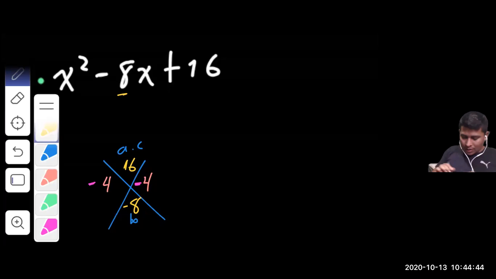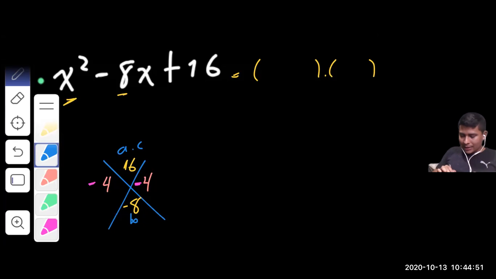That's the answer. Let's copy that. Parentheses times parentheses. And let's see, x squared can be factored as x times x. Just need to add this.